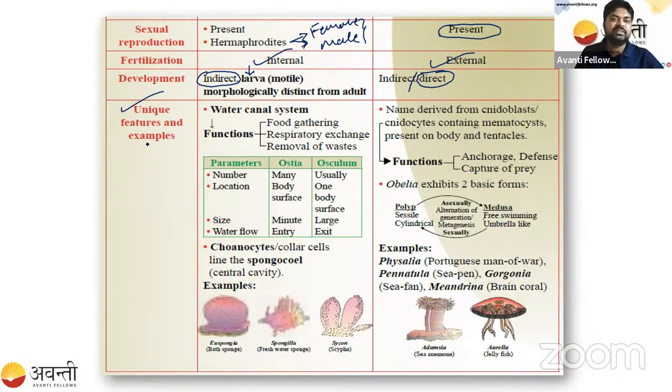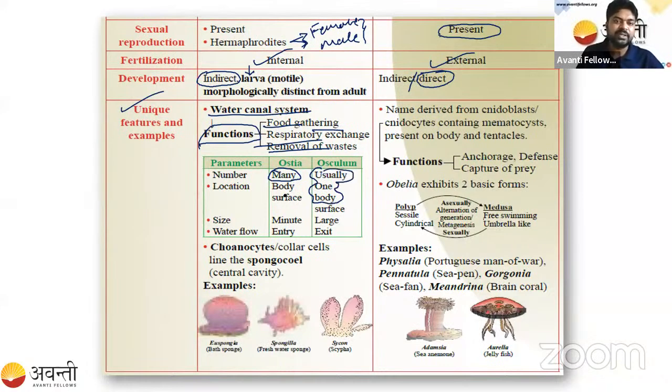Next one is the unique feature and example. For example, water canals are present in the Porifera. The function of water canals is food gathering, respiratory exchange, and removal of waste. Okay. Next one is the ostia and osculum. So here you can see the difference between ostia and osculum. Okay. So there are many ostia, and osculum is only one.